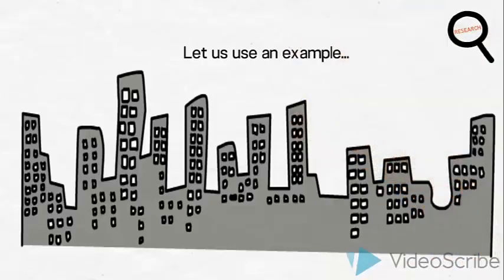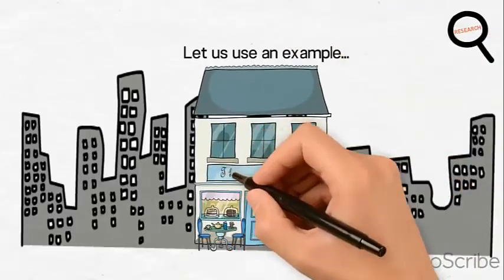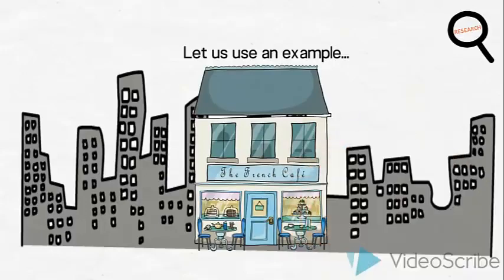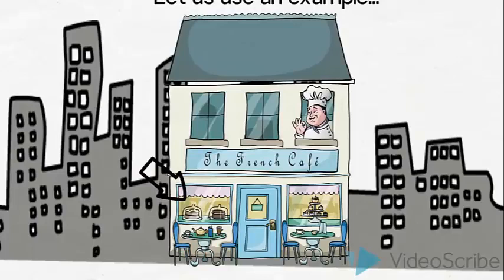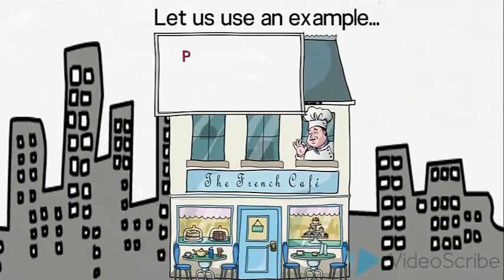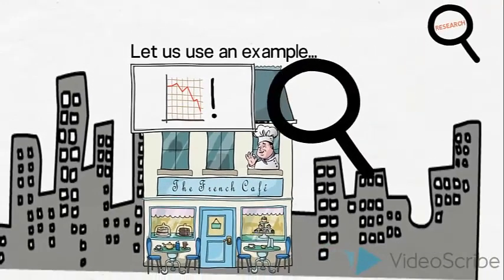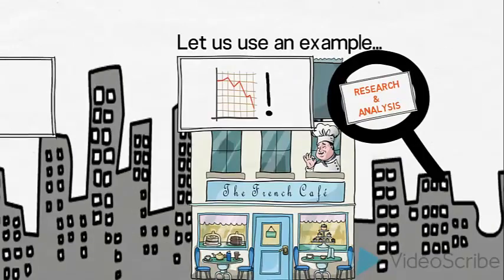Let us use an example. This cafe is located in a large city close to a busy high street. It's called the French Cafe, and it specializes in serving high-quality cakes and desserts. The French Cafe is troubled by the fact that less and less customers visit the cafe, and sales are decreasing as a result. The owner of the French Cafe has carried out some research and analysis in order to find out why the customers are looking elsewhere for their cakes and coffee. He is hoping that his research can help him make decisions about what to do to turn things around.